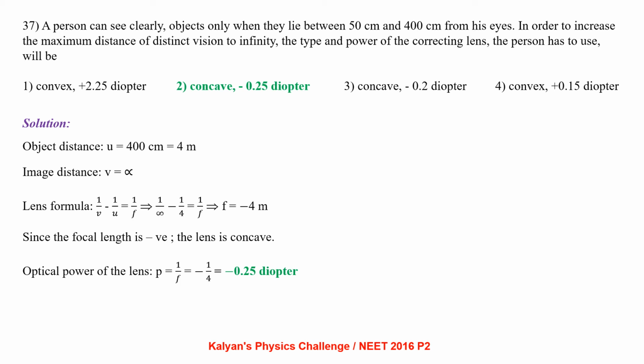As per the given data, object distance u equals 400 centimeter, that is 4 meter. Image distance v is infinity. Applying the lens formula 1 by v minus 1 by u equals 1 by f, we get f equals minus 4 meter. Since the focal length is negative, the lens should be a concave lens, and the optical power of the lens is the reciprocal of the focal length taken in meter. That comes out to be minus 0.25 diopter.